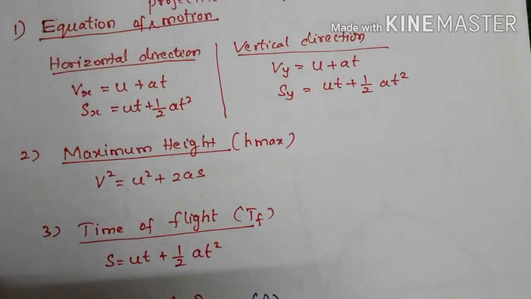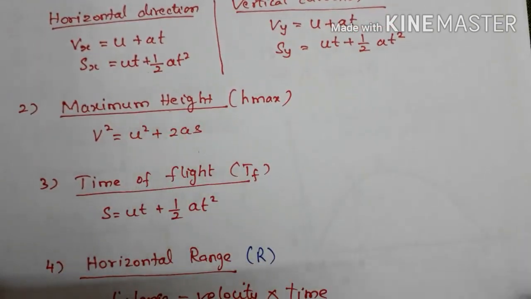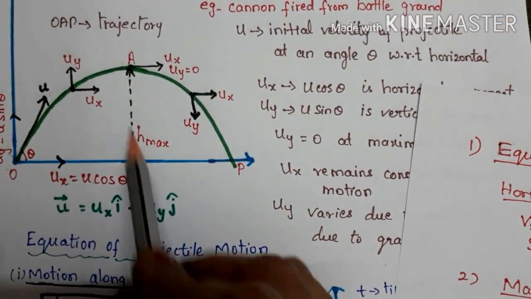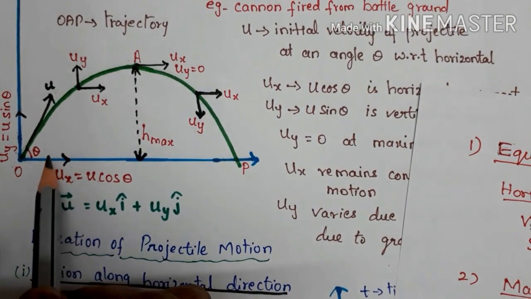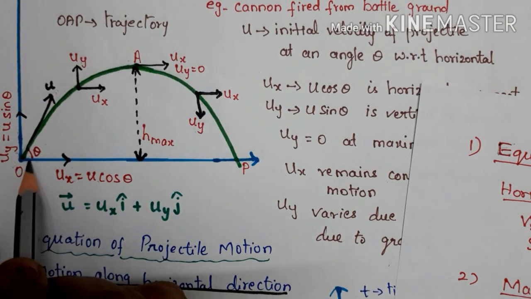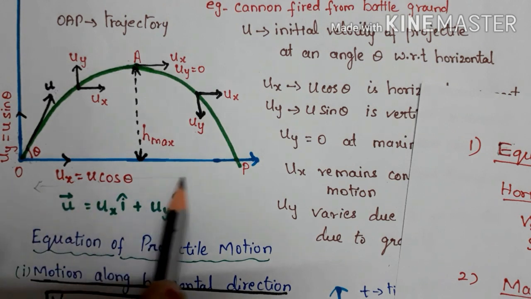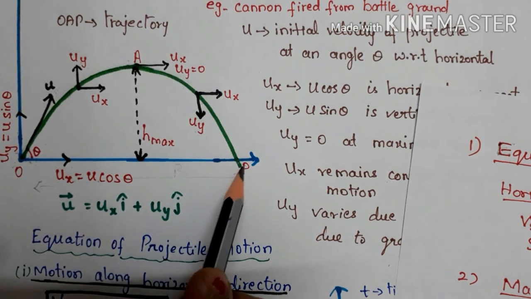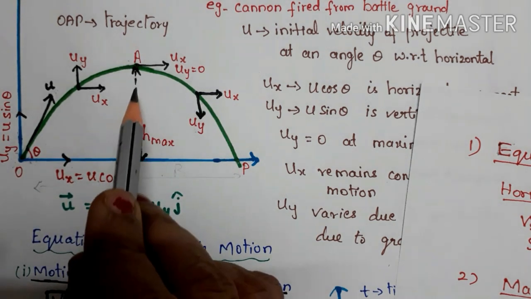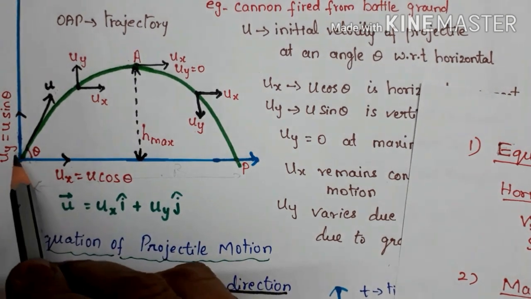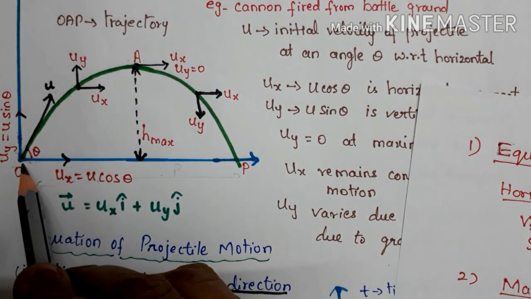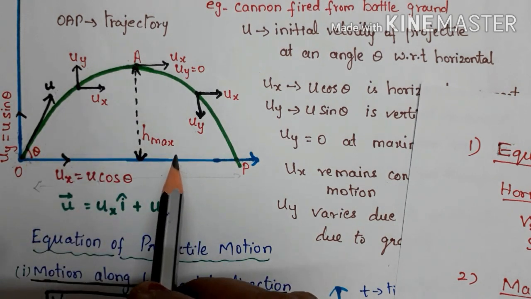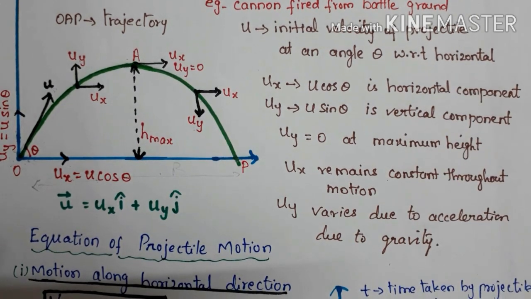Now you should know what is meant by maximum height, children. You can see in the trajectory, OA is the maximum height. What will be the range? This is the horizontal distance. OP is the range. From the point of projection till the projectile hits the ground, this horizontal distance we call the range. And you know what is meant by time of flight? The time taken by the projectile from the instant of projection till the projectile reaches the ground. This total time we call the time of flight. Okay, now we will go to the derivation part.